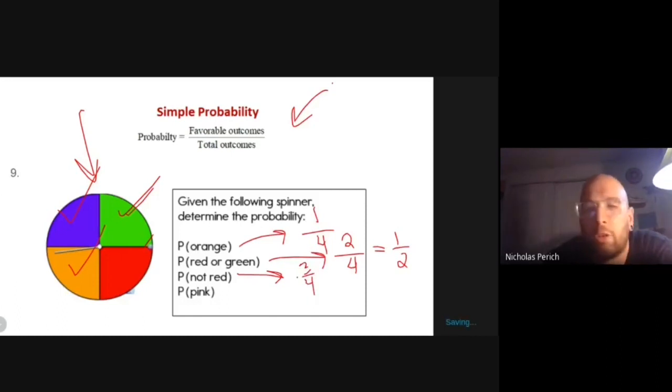All right, how many of these are pink? None of them are pink. So the possibility of getting a pink is a 0. A big fat 0.